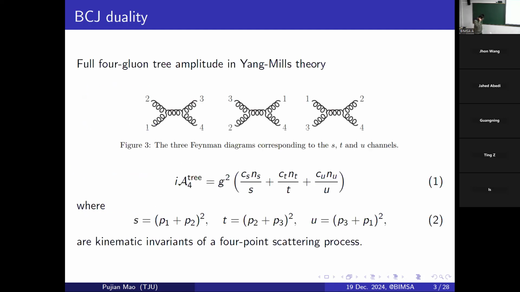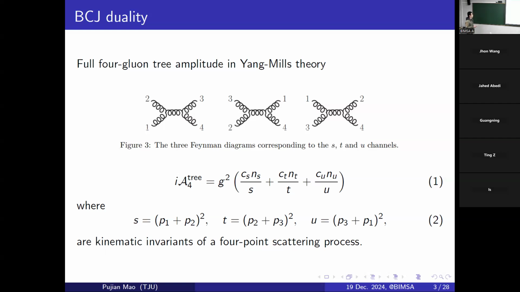Okay. I guess some people know that the first example should be the KLT relations from 40 years ago, about the connection between open string amplitude and closed string amplitude. While here, I will present the BCJ duality because I think it's somehow more formal, and you can present concrete relations. What is hidden between those connections is the color-kinematics duality.